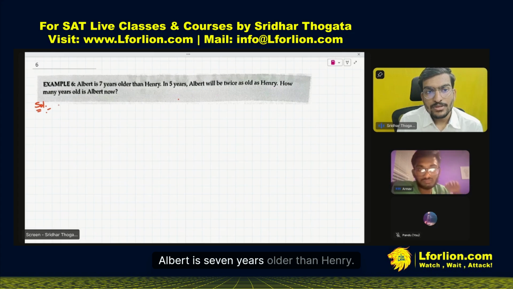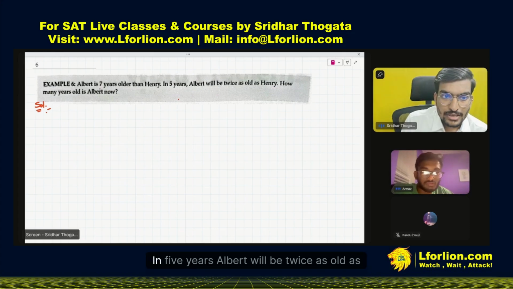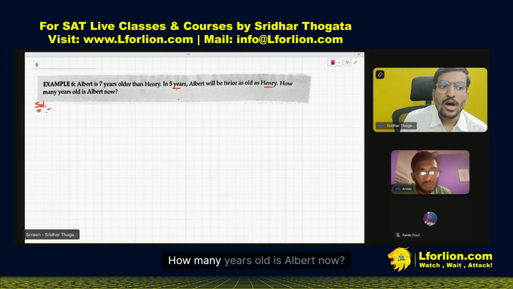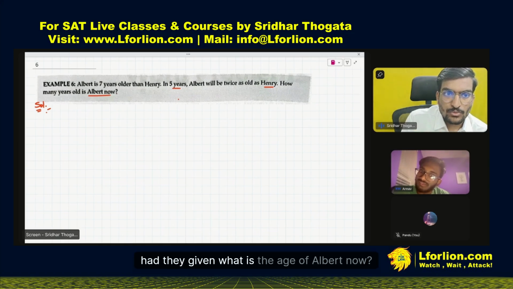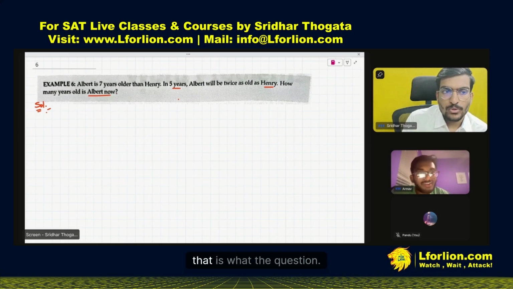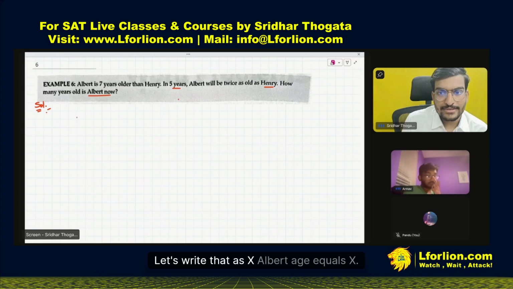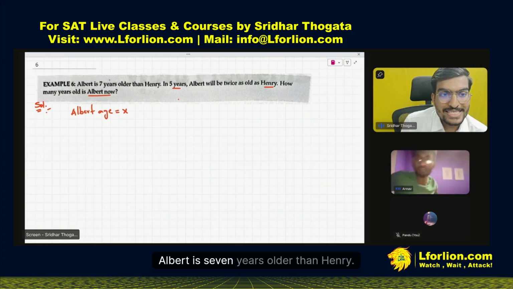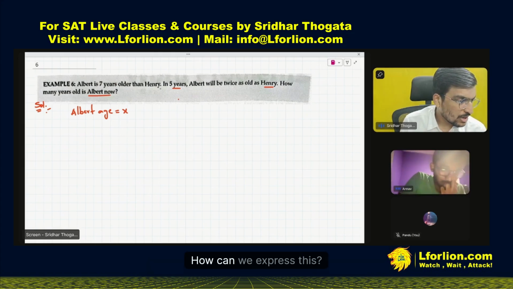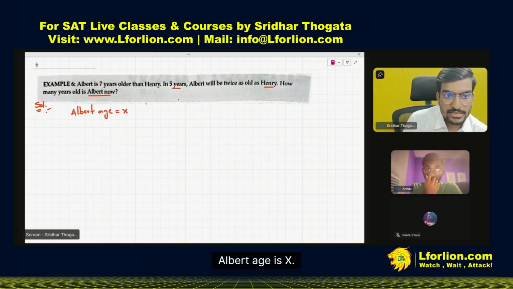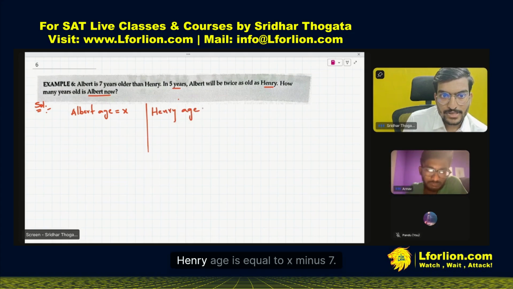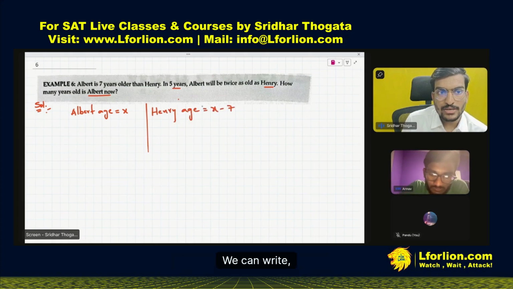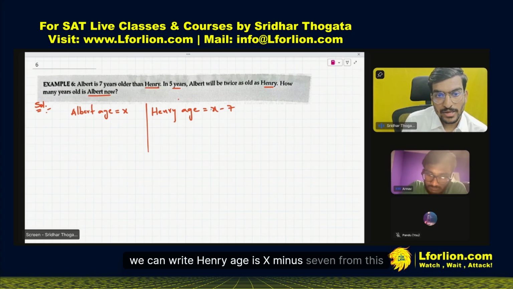Understand carefully this question. Albert is 7 years older than Henry. In 5 years, Albert will be twice as old as Henry. How many years old is Albert now? Wait. Had they given the age of Albert now? No. That is what the question asks. Let's write that as x. Albert's age equals x. Albert is 7 years older than Henry. How can we express this? Albert's age is x. Then what is Henry's age? Henry's age is x minus 7.